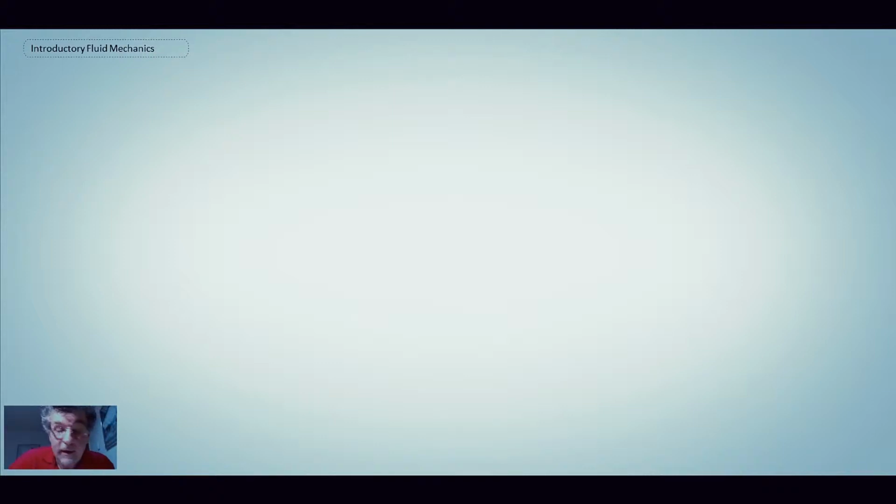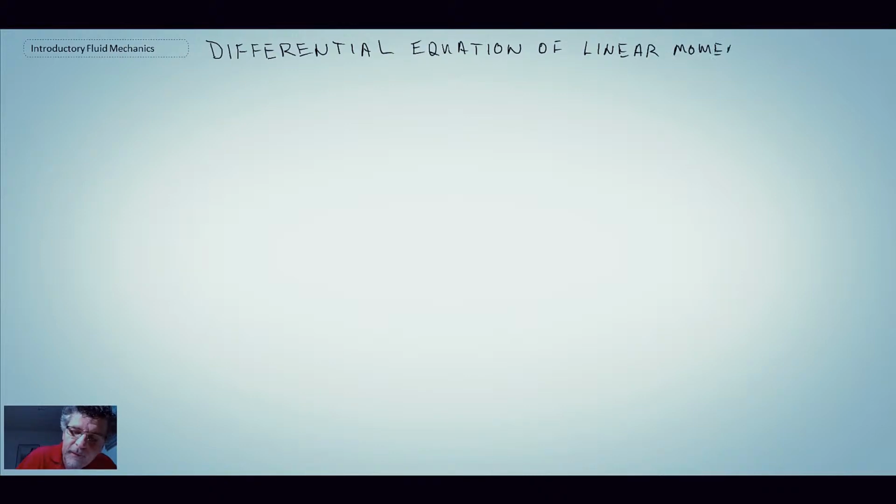All right. Are you ready to be challenged? What we're now going to do is derive the differential equation of linear momentum. Might not sound like a lot, but in the next 3 segments, we are going to go through the steps of deriving the Navier-Stokes equations, which are the most important equations in fluid mechanics.